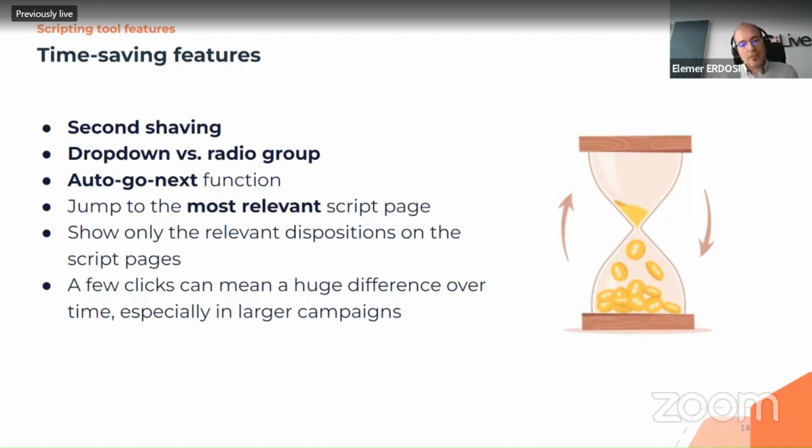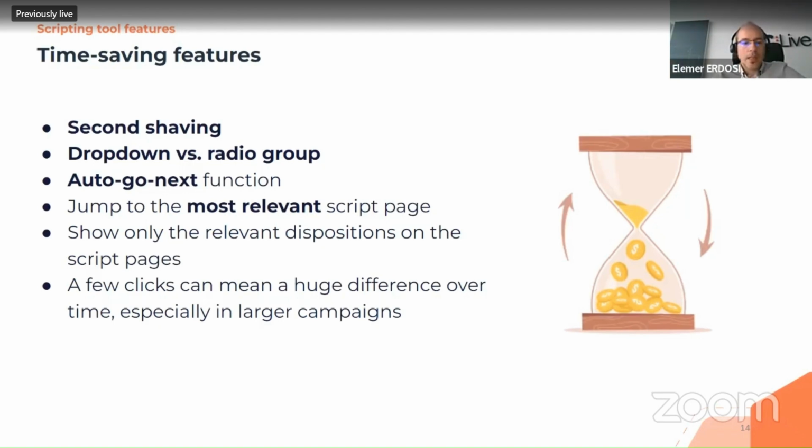When they navigate between pages, the auto go next function is cool again. They can just select the proper answer and then already receive the next question, and then the script can jump to the next page or, later on, to the most relevant page based on the previous answer. So this is super important, and this can really save you time.